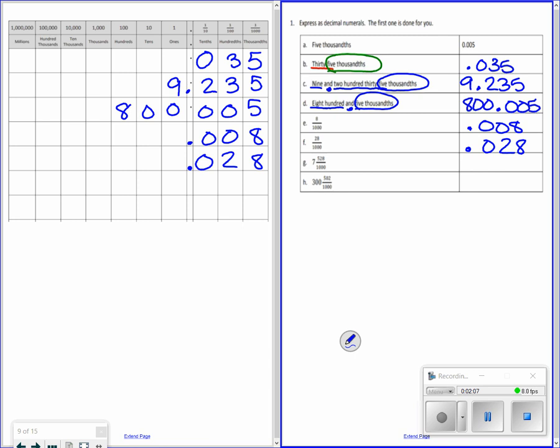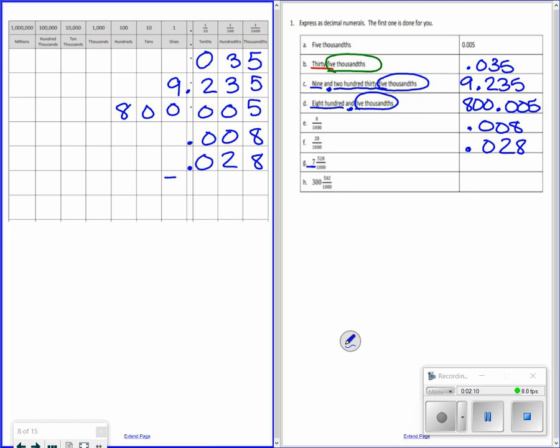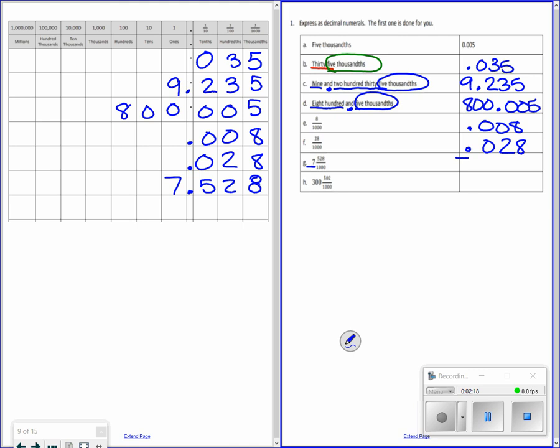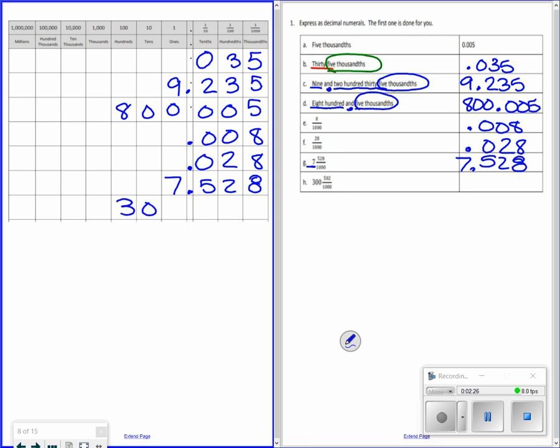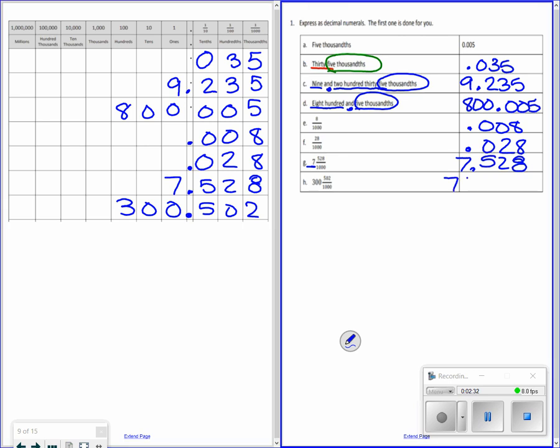So I've got the large number, my whole number goes in front, 7. Then 528 thousandths. Whole number of 300. 502. Oh, my bad.